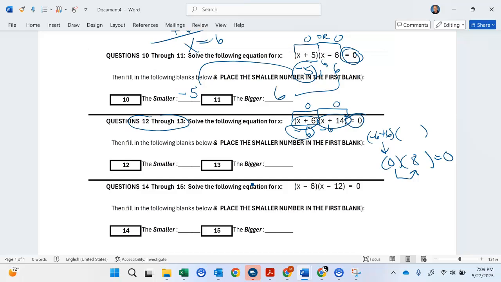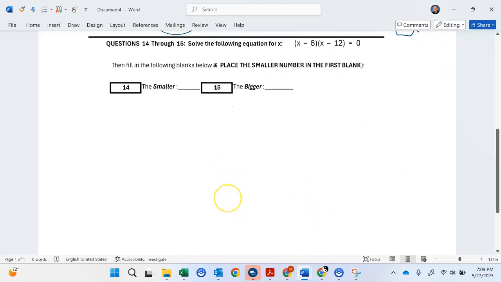That's our goal. So again, if this is positive 14, the opposite sign of this one is going to be negative 14. So the smaller is negative 14, the bigger, in this case, is negative 6. Remember, the more negative it is, the smaller it is, right? Okay, you try this one and then see what you get and come back.